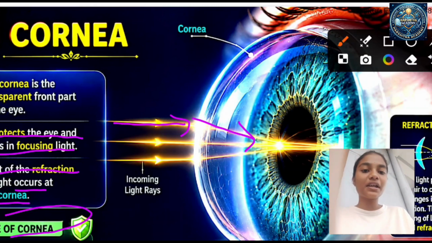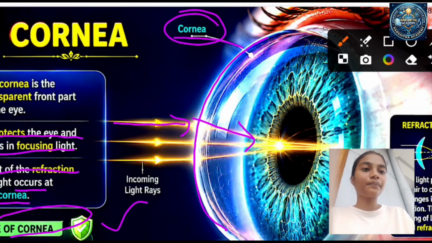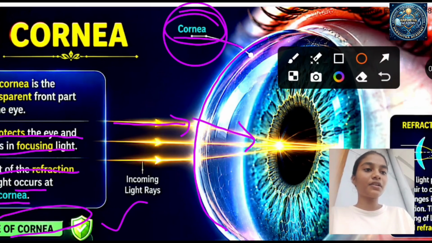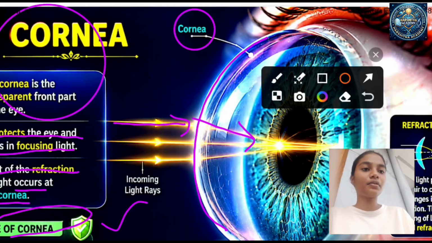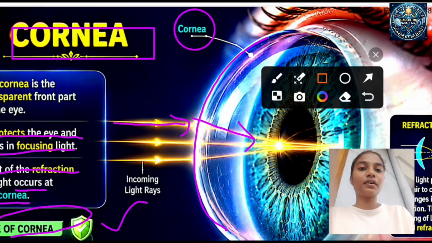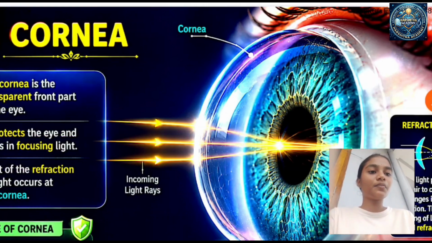This is what we call refraction of light. So this is the role of the cornea, and I think you can understand that it is a transparent membrane. We call this the cornea. I think you now understand the cornea. Okay, our cornea topic is completed, so now let's move on to the next topic.